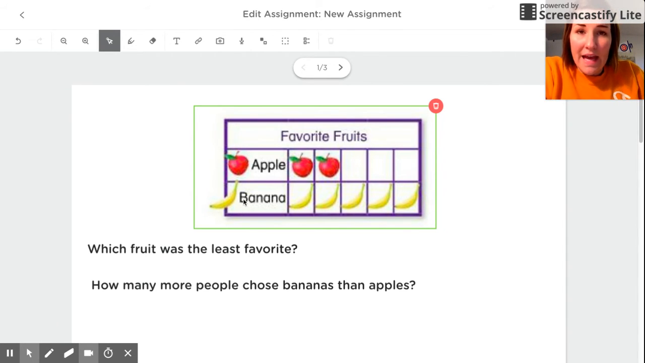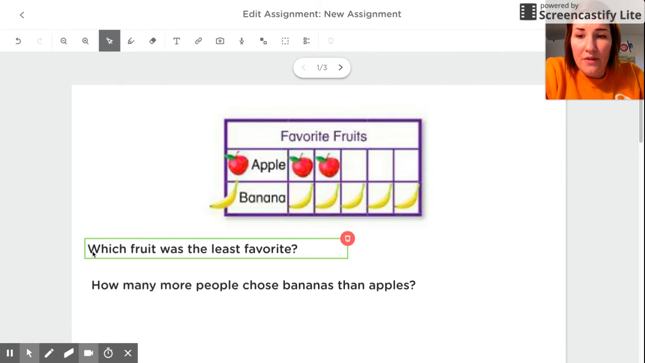Now, when we're looking at the data or looking at the pictures, we don't take into account these little pictures that are over here as the label. Those don't count. They're just telling us what the picture represents. So this little red picture represents apple, and this yellow one represents banana. So as we're counting and looking at the information that the graph is giving us, we don't count those when we are looking at the votes.